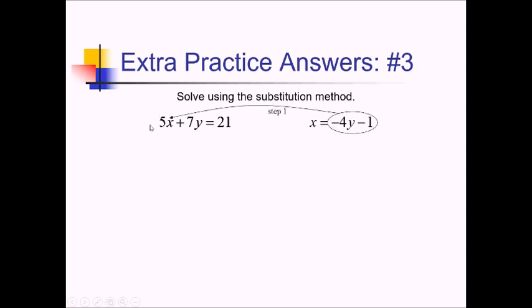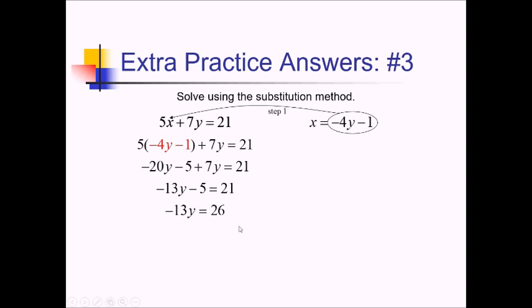So 5(negative 4y minus 1), all of that plus the 7y that's still left over there. And distributing that 5, we've got negative 20y minus 5 plus 7y equals 21. Combining like terms, that's negative 13y on the left side. We still have a negative 5 over there as well. Adding that to the other side, that's going to be 26 on the right side. So we have y equals negative 2.